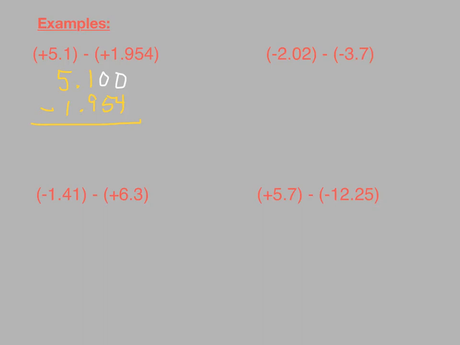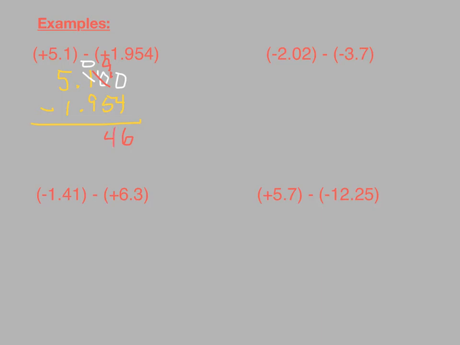I can't take 4 away from 0, so I need to borrow from the previous number. I can't take it from 0, so I need to go back to the 1. The 1's going to become a 0. This 0 becomes 10. Remember, the whole purpose for doing that was to borrow from it, so I am going to borrow from the 10. That's going to become a 9, and my final 0 here becomes a 10. 10 minus 4 is 6. 9 minus 5 is 4.